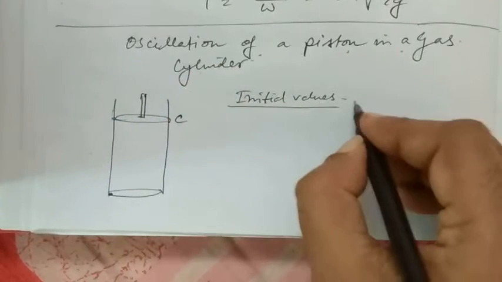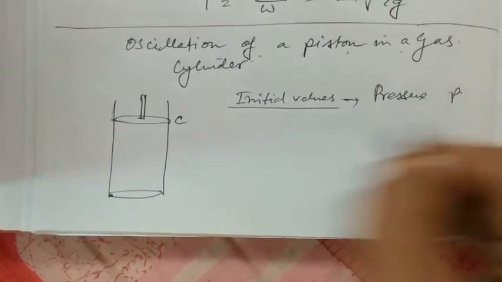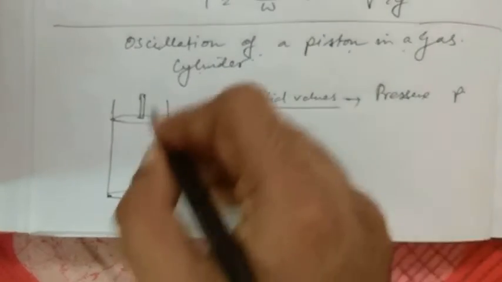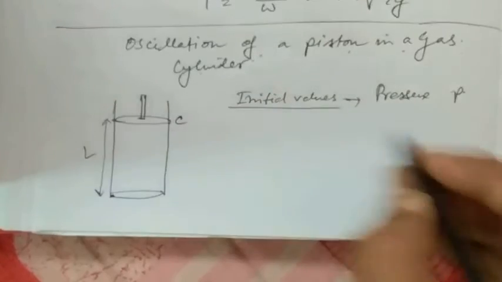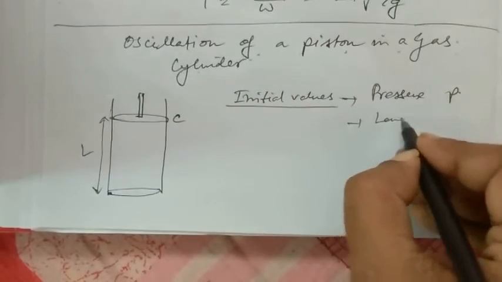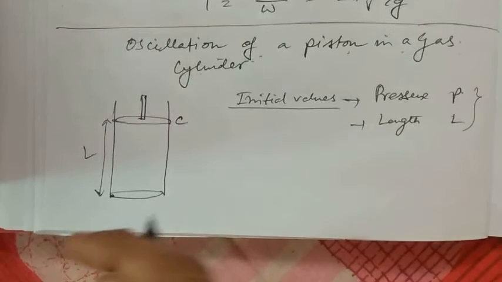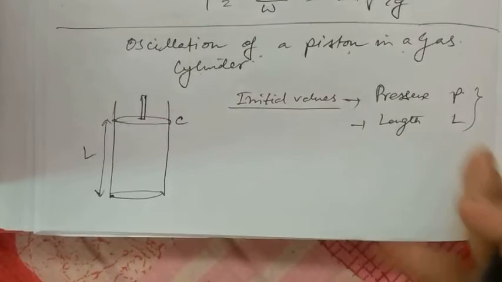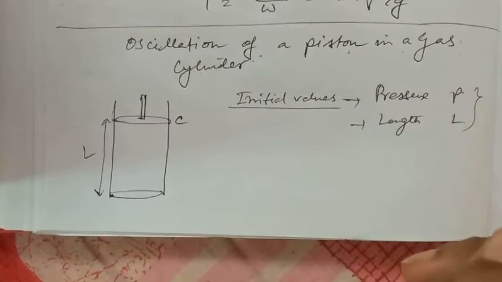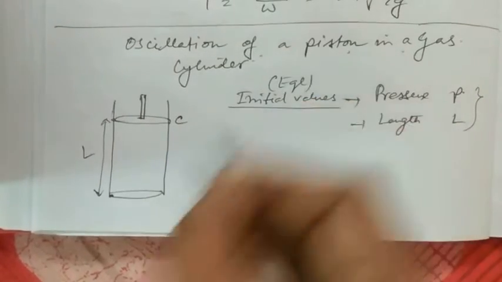Now the initial value of the pressure of the gas is P, and the length of the gas column, that means the length of this column, is L. So the initial parameters for this oscillation are pressure P and length L. Also, we can write them as the initial or rather equilibrium values.